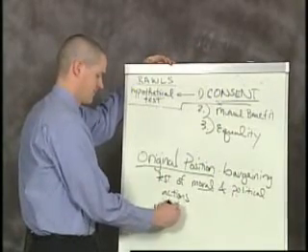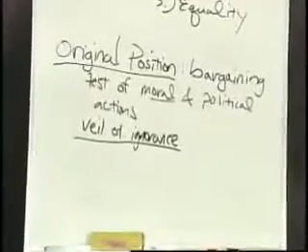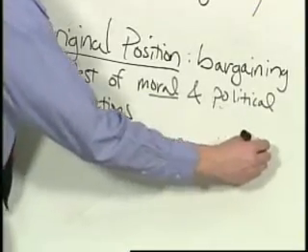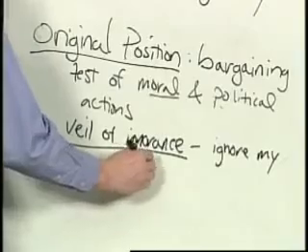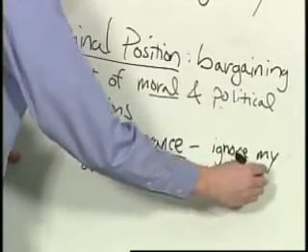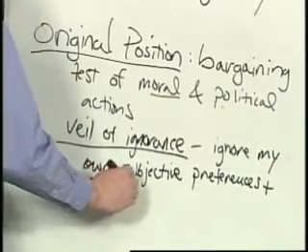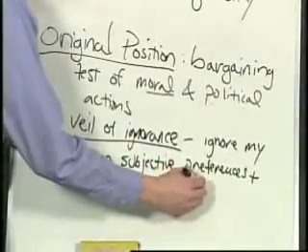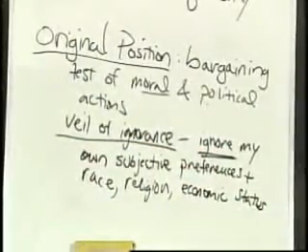Okay? So Rawls adds an important element to this analysis, which is what he calls the veil of ignorance. The veil of ignorance says, I'm going to ignore my own subjective preferences and things like my race, my religion, if I have one, and my economic status. So the important word there is to ignore it, right?